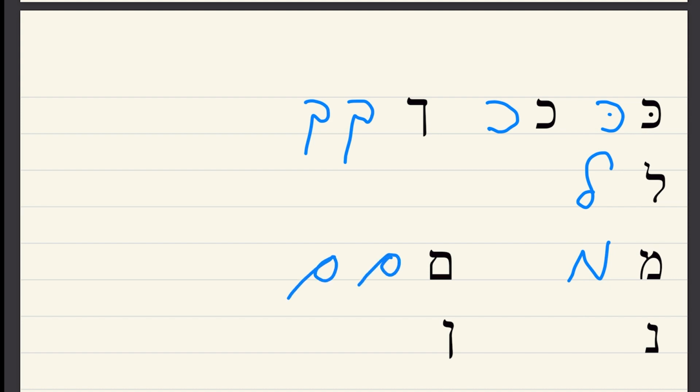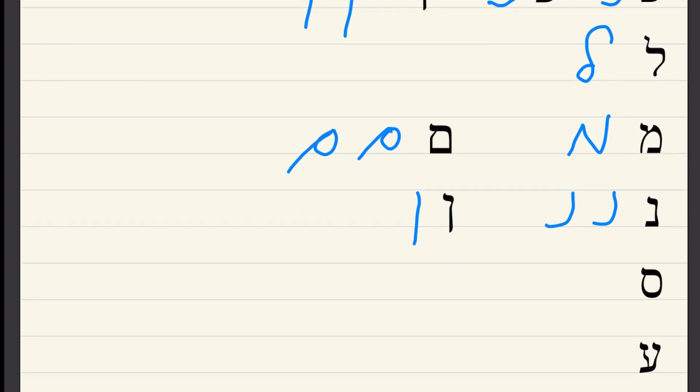Then we have the letter nun, like in the English word neat. And in script, it will be written like this. As you can see, again, we have a final nun, ending nun, meaning that if we have a nun at the end of the word, it will appear in this form, not in this form. So in script, ending nun is basically a long line that goes out of the line, as you can see.